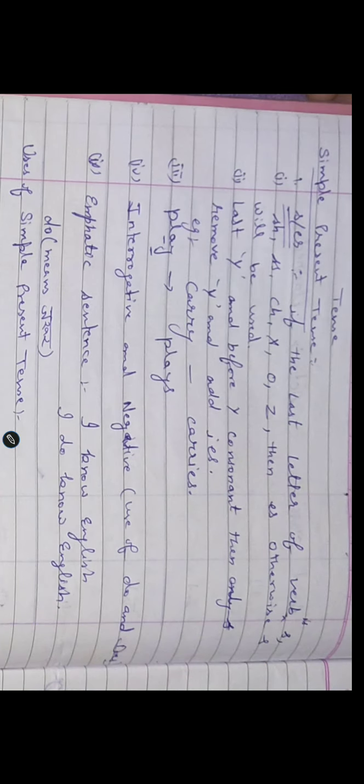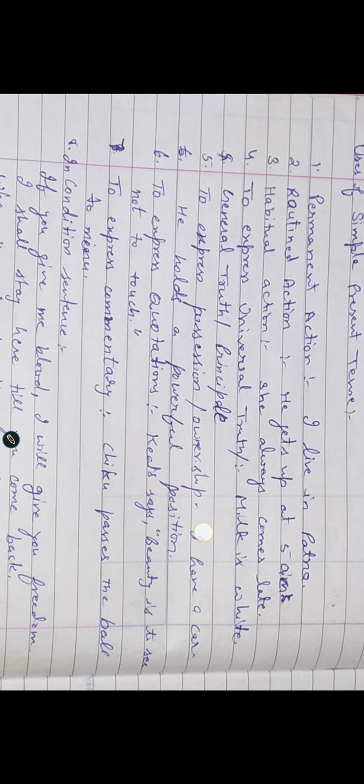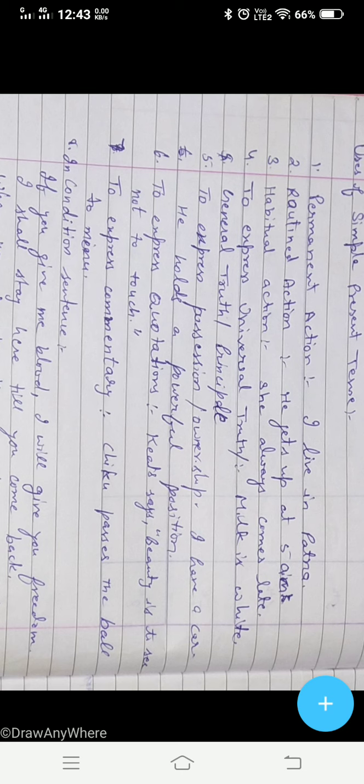Then uses of simple present tense. Where do we use simple present tense? Permanent action. Permanent action means I live in Hisar. So it's a permanent action, so we will use I live. Live means first form. With I we will not use s or es.